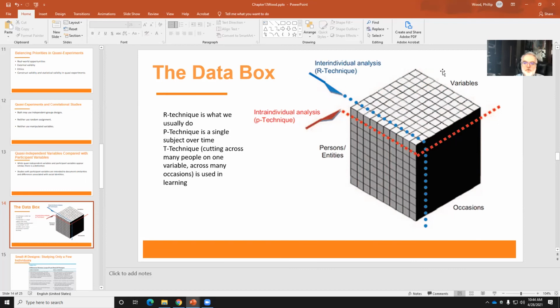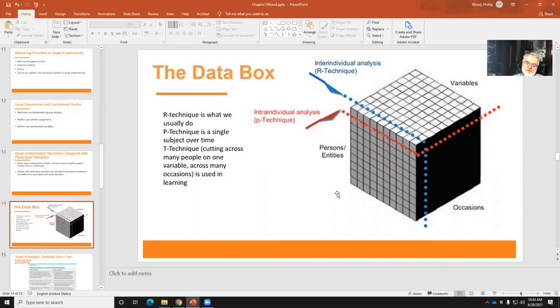So what we have here are three dimensions. You could have one or more variables in your study. You could have one or more people in your study. And you could look at one or more measurement occasions. And almost all of the work that you are looking at in this book has been what Cattell would call R technique. That is, we're looking at a whole bunch of people on one measurement occasion across many variables. If we're doing a two-variable study, we might just have two variables. But that's a slice of the data.